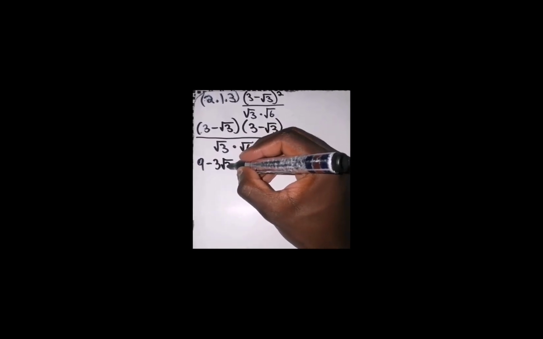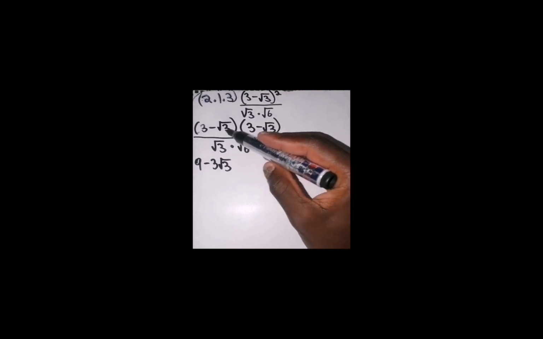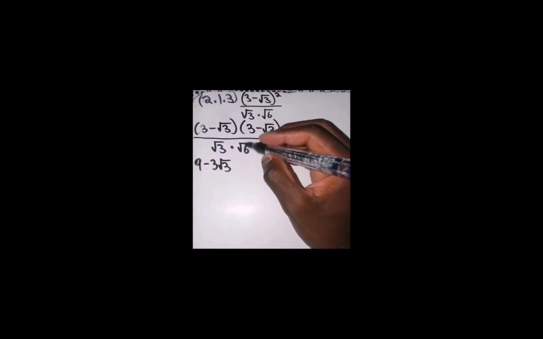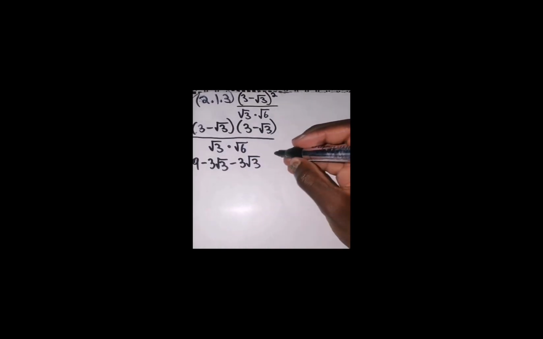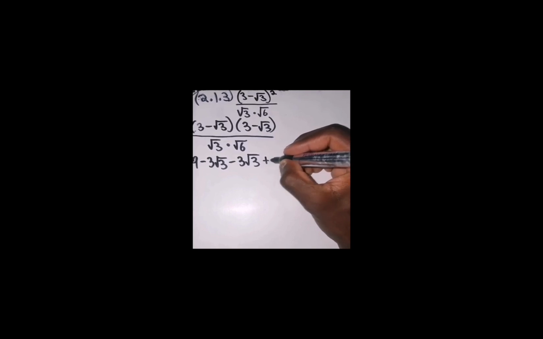So 3 multiplied by 3, this is 9. 3 multiplied by negative square root of 3, it's negative 3 square root of 3. Negative square root of 3 multiplied by 3, it's again negative 3 square root of 3. Negative square root of 3 multiplied by negative square root of 3, it's positive 3. This is over square root of 3 multiplied by square root of 6.